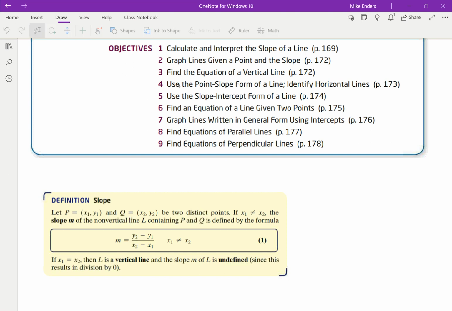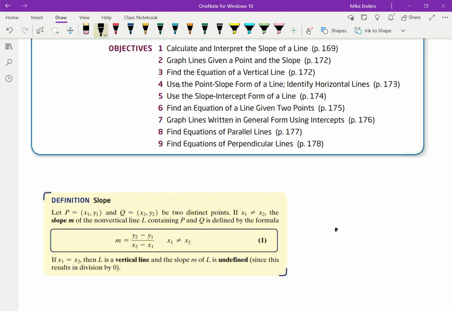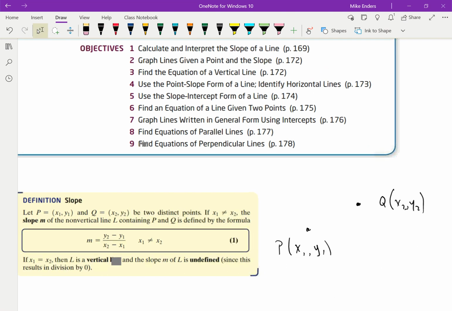So if I'm going to go ahead and try to draw that out, let me put a point down here. Let's call this point P. We'll call that point x1, y1. And let's have another point over here. Let's call that Q. And we'll call that x2, y2. Two distinct points because they are different. And what we're saying is the slope of these two.